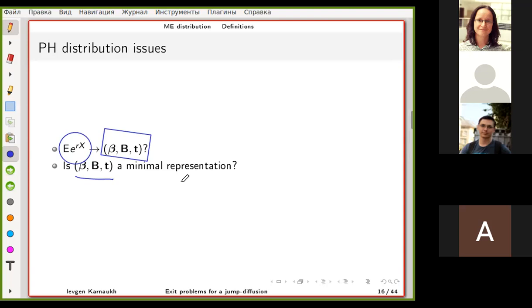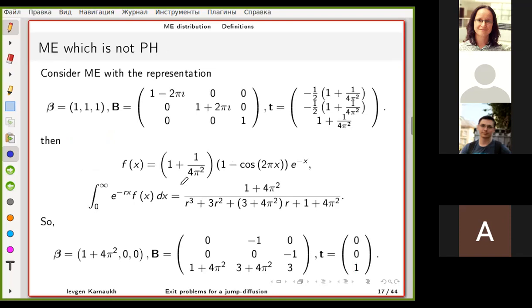So pH distribution have very good analytical and probabilistic properties, but have also some issues. So I am interested in considering some results for ME distribution, which are not exactly pH distribution. One easy example is when we have ME distribution, but not pH distribution. Here is example of the density. It is not difficult to see. And here, possible representation of this ME distribution. It seems that it is minimal representation. The order cannot be decreased in this case.